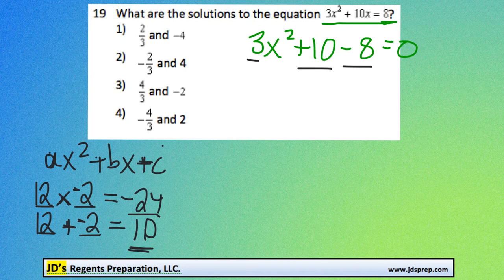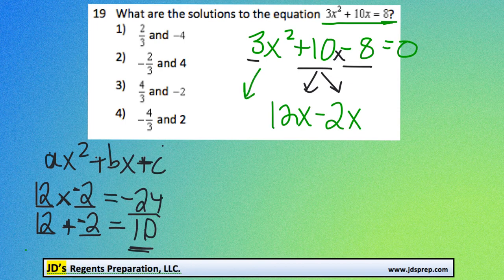Now with these two magic numbers, 12 and negative 2, how that works is we're going to rewrite, I forgot the x here, my apologies. We're going to rewrite this middle term, and instead of 10x, it'll be 12x minus 2x. Now of course the other terms are still here, and our minus 8. Now that we've done that, we can factor half and half here.